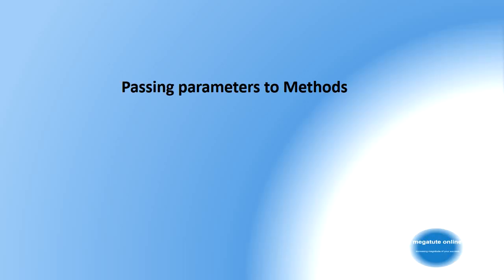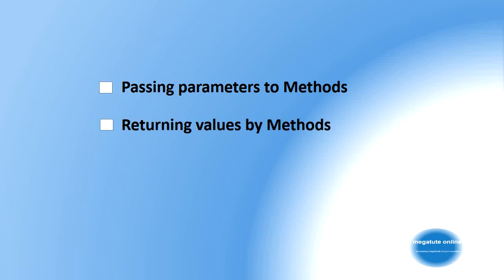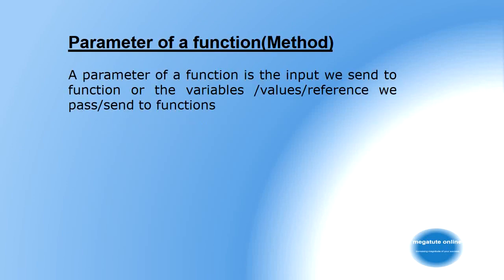So today we are going to learn passing parameters to methods and returning values by methods. Alright, guys, let's see what they mean. When we talk about parameters of a function or a method, a parameter of a function is the input we send to the function. As we have discussed, a function is a set of code which is designed to do a certain task.